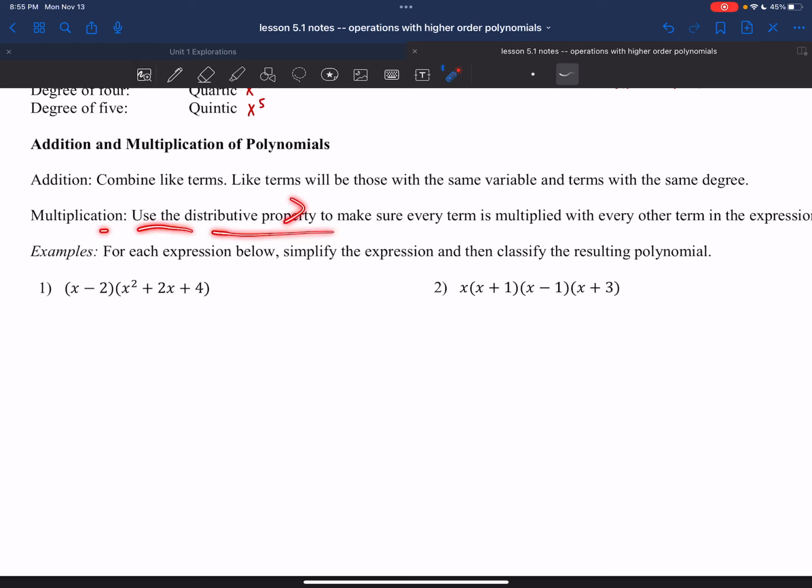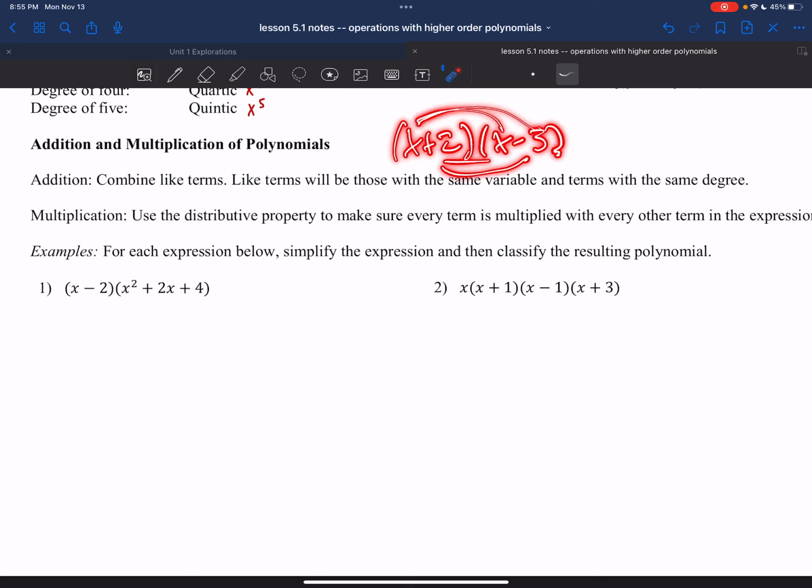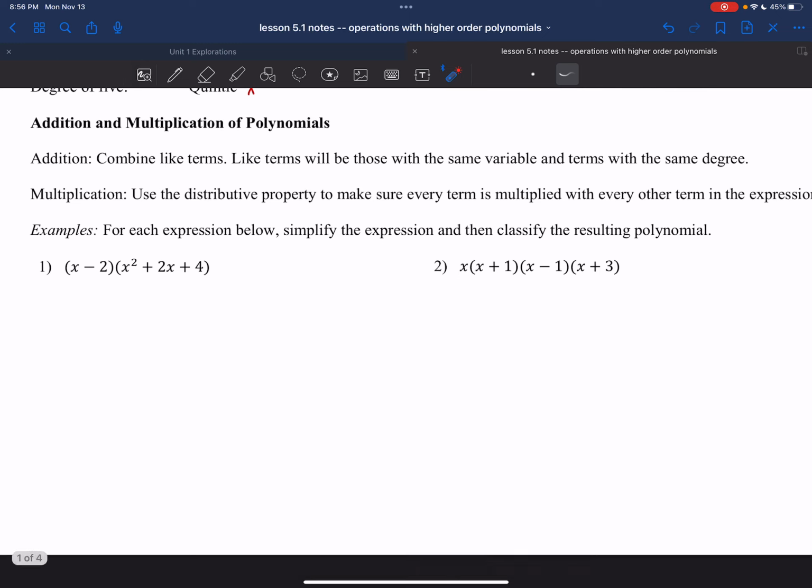Multiplication, you just need to make sure you use the distributive property. Thing is, you're pretty used to just doing distribution of binomials. You've really only done that, right? You've done what's called FOIL, right? First, outer, inner, last. You've done that. Or sometimes you make the box, right? Which, by the way, you can still make a box. But we're going to be working with more terms, so you just have to multiply all of them, okay?